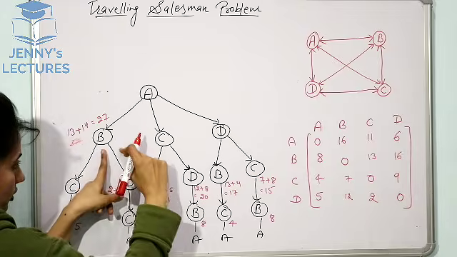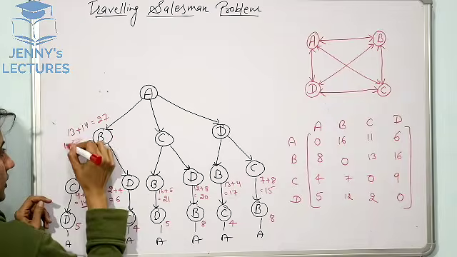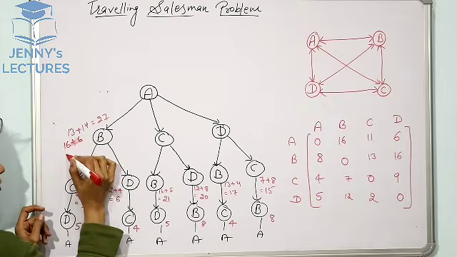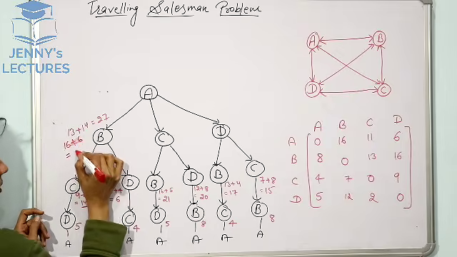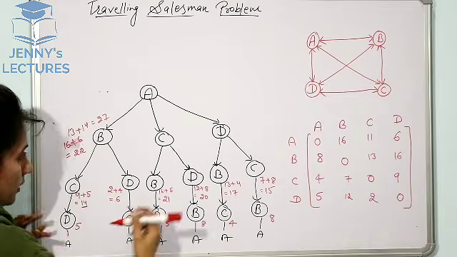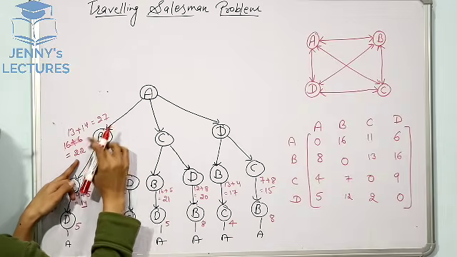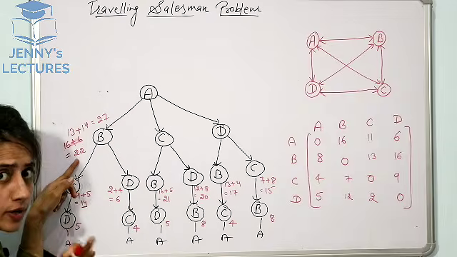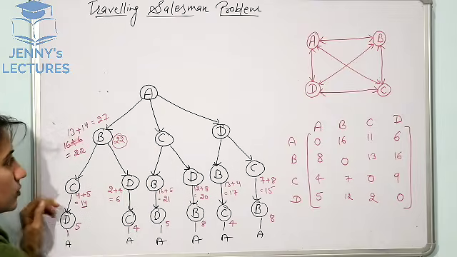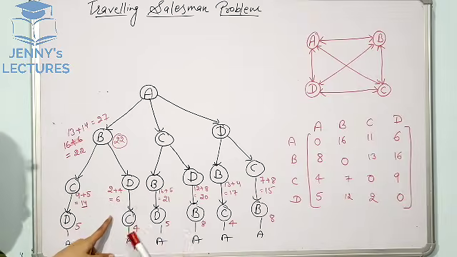Now check out this distance also. B to D, what is there? 16 plus this distance, which is 6. 16 plus 6 would be 22. Okay. Now between this 27 and 22, which one is minimum? 22. Then the final distance would be 22. We will take the minimum. Okay. We will take this route, this one.